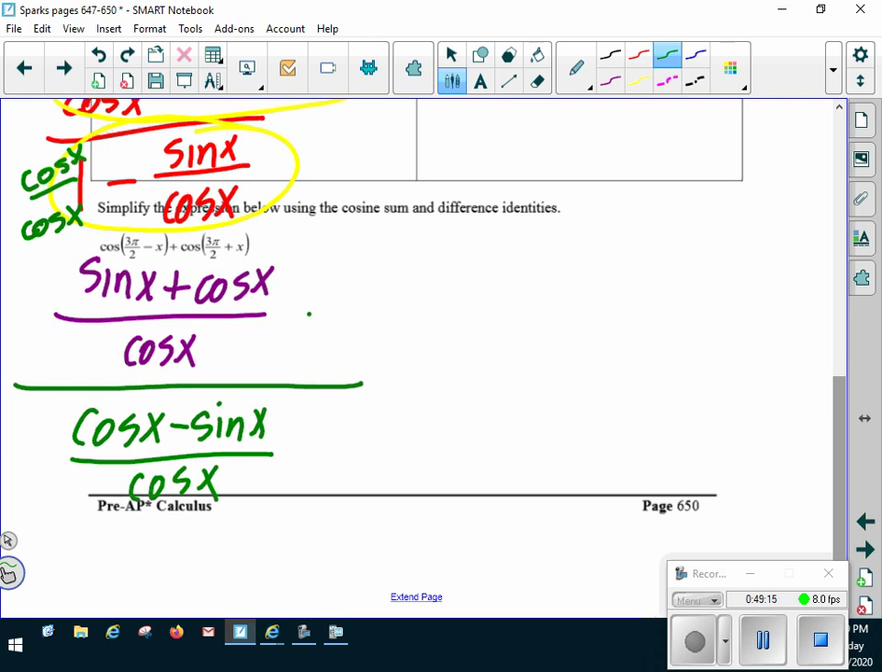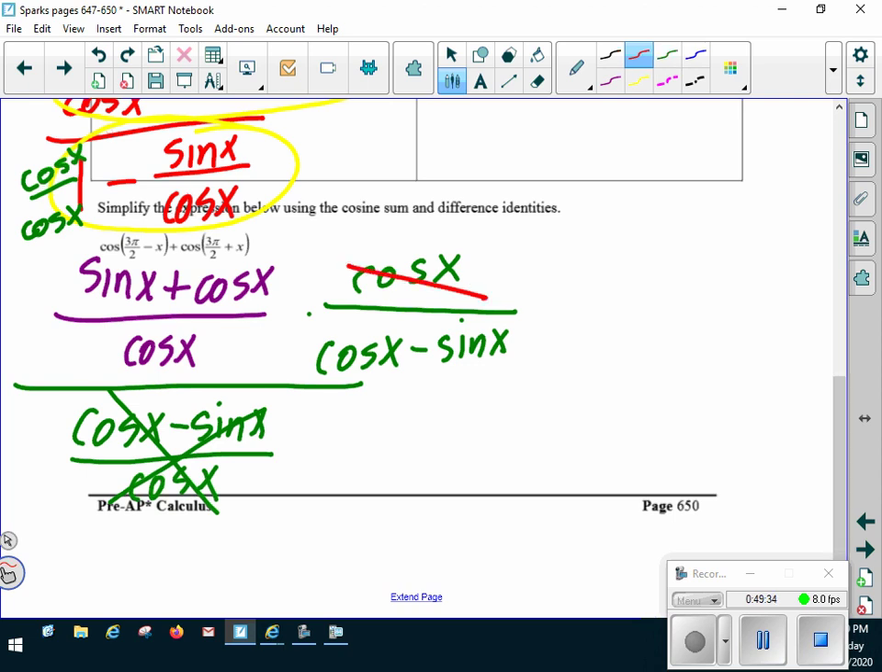Now, I'm going to mark this out once I actually multiply by it so you don't have all that, because that all together would be flat out wrong. Cosine x minus sine x. Oh. Yeah, the angels start singing right there, don't they? So what are we left with?